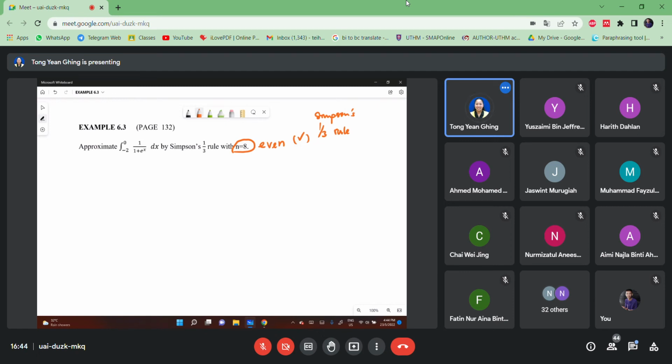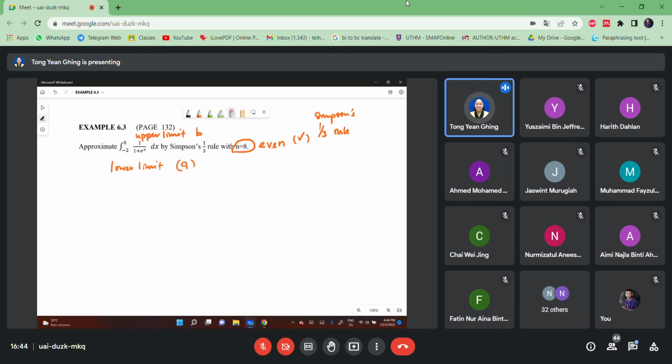And then this one is the lower limit, so we can use this as a. And here, this is the upper limit, so the upper limit is b.